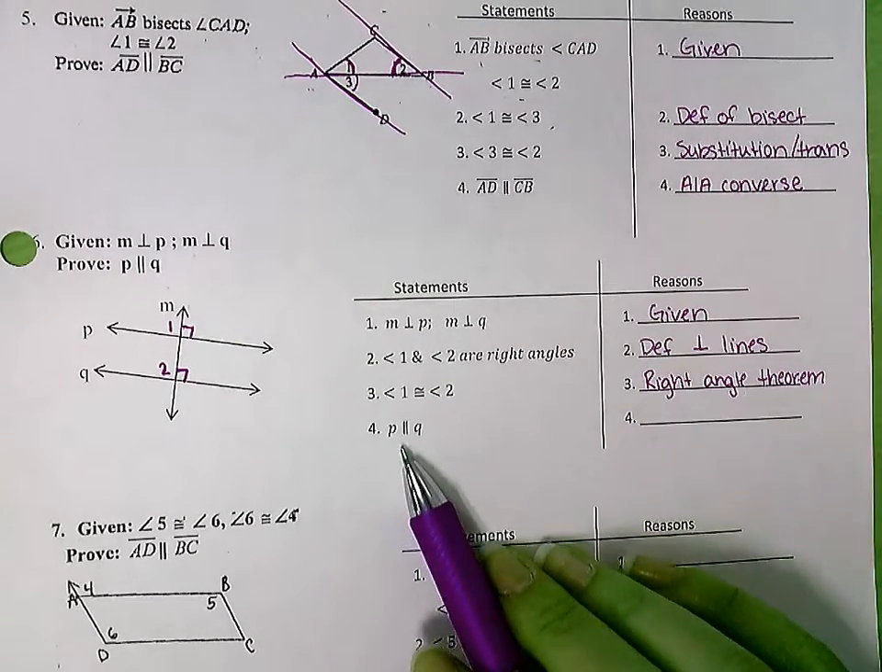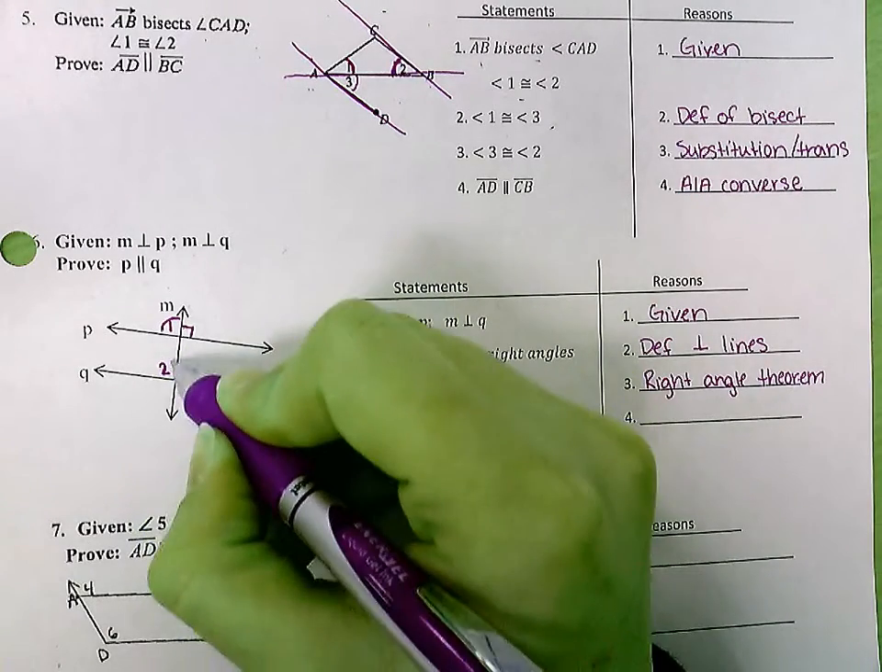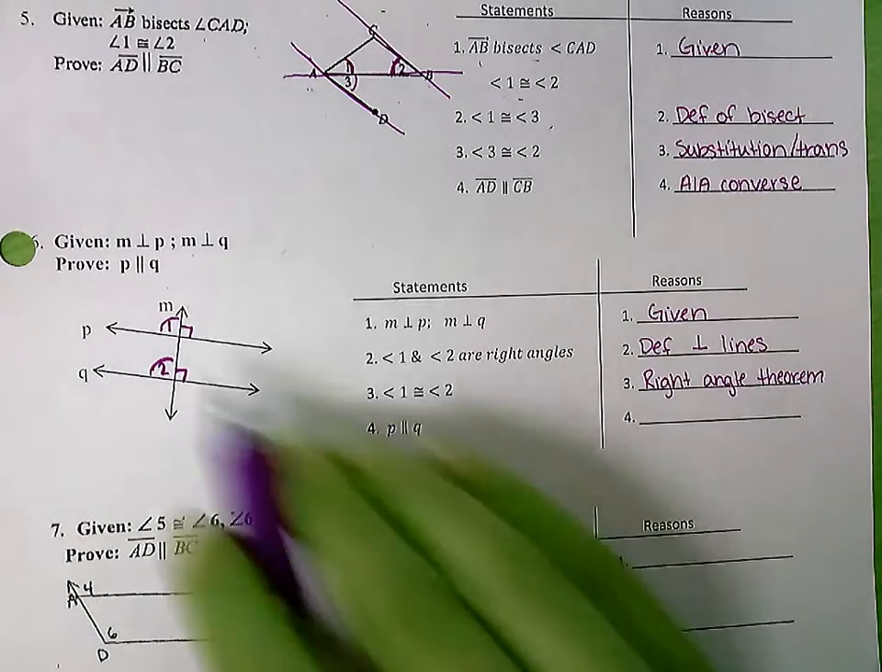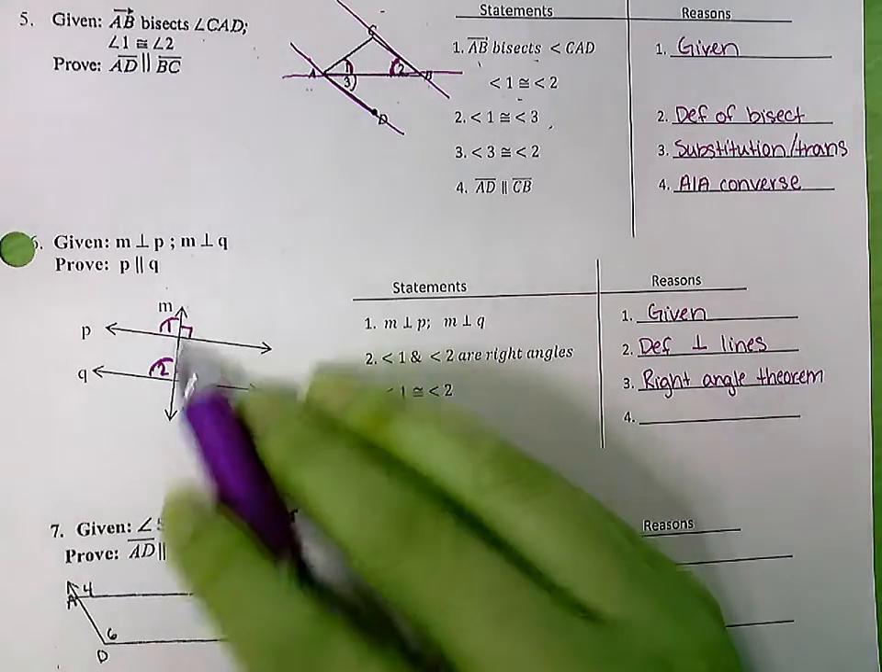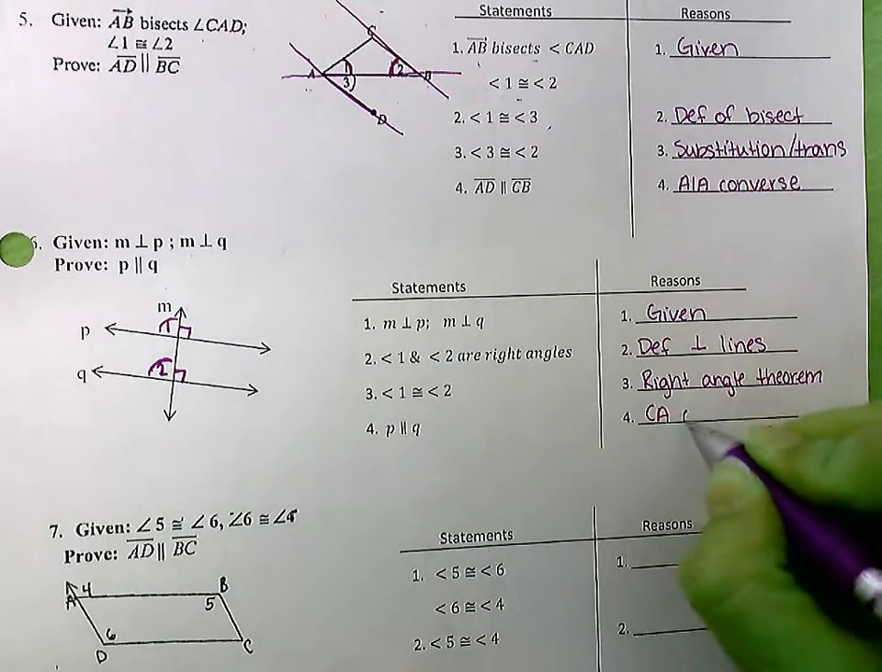With that information, I'm using that 1, this one right here, and 2 are congruent to each other. I can say that these two lines are parallel to each other then. Those two angles are corresponding, so I can use the corresponding angle converse.